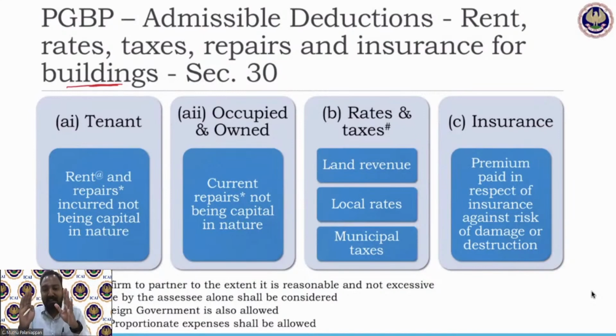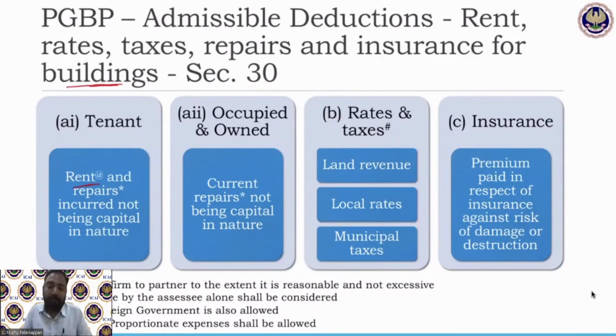We'll first consider rent and repairs. When it comes to a building, I could either be the owner of the building, or someone else could be the owner and I am paying rental, so I am a tenant. So I could either be the owner or the tenant. Now, whatever rent you pay as a tenant to the owner is an admissible deduction under section 30.